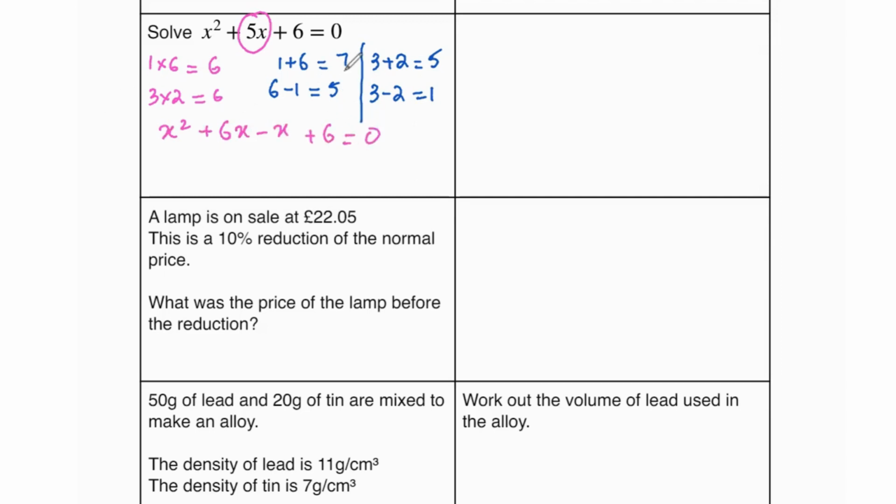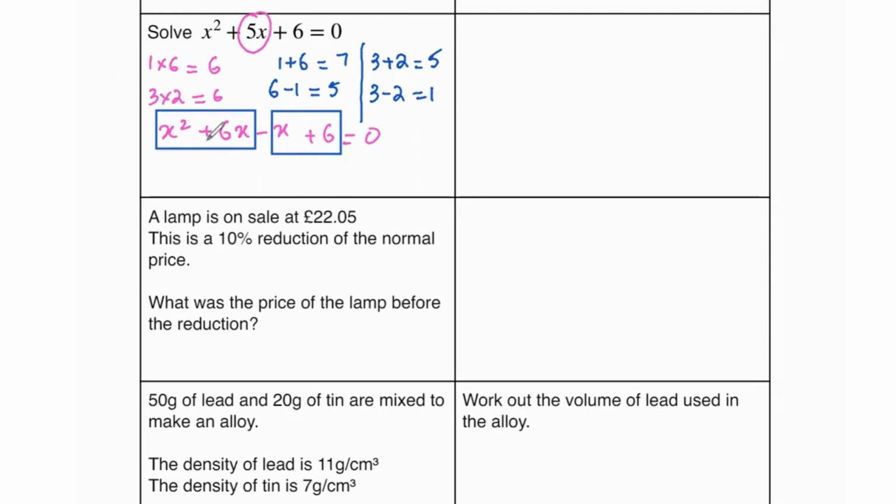Everything else remains the same. What's changing is your middle term. Instead of 5x, we're rewriting it as 6x minus x. Now, next step is to factorize this equation. So to factorize, we do it by factor by grouping, which means we split the equation into two groups. We factor the first group separately and the second group separately.